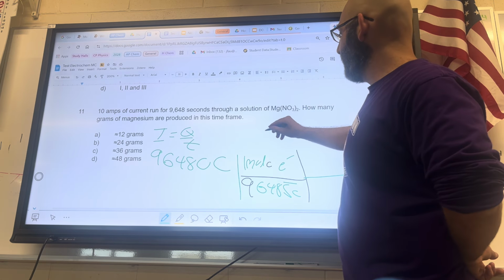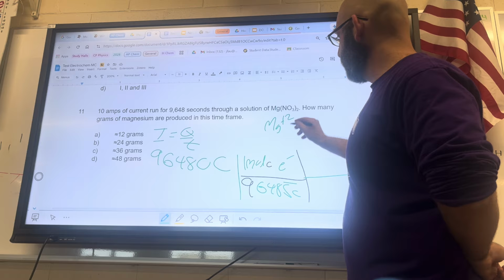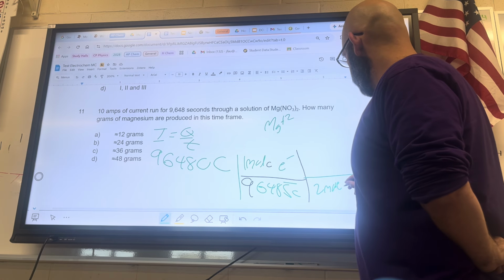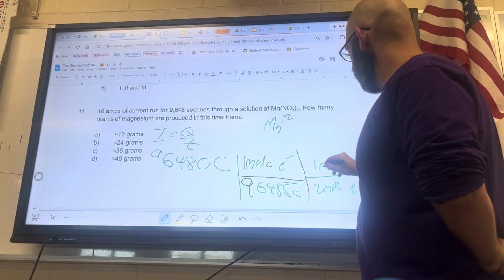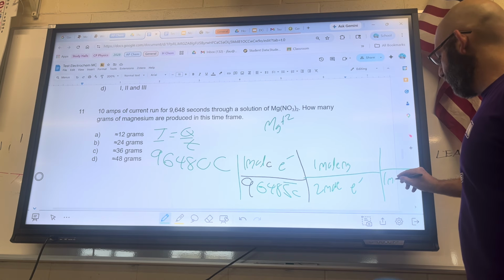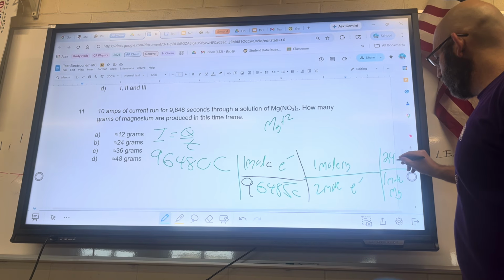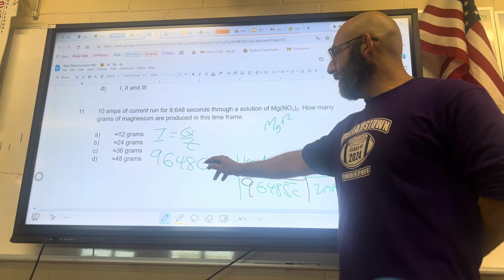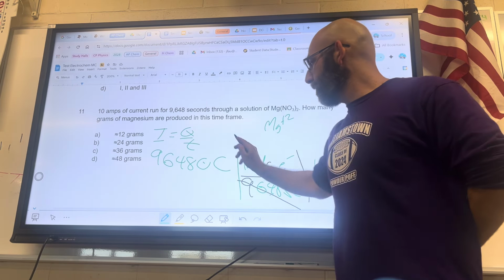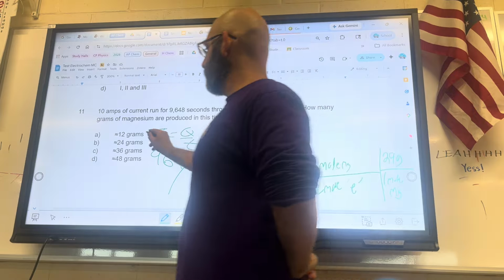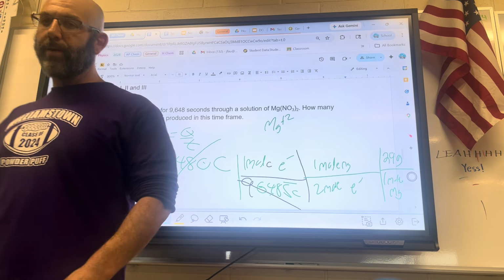Now, this is magnesium. Magnesium is going to have a charge of +2. So in order to plate magnesium, we need 2 moles of electrons to get a mole of magnesium. And 1 mole of magnesium is 24 grams. So if we do some quick math here, these numbers are about the same. 24 divided by 2 is 12, so it's approximately 12 grams.